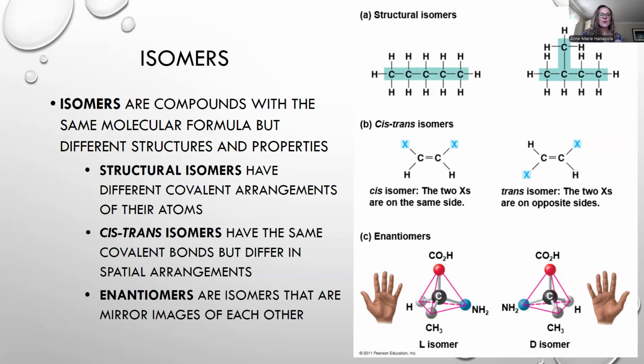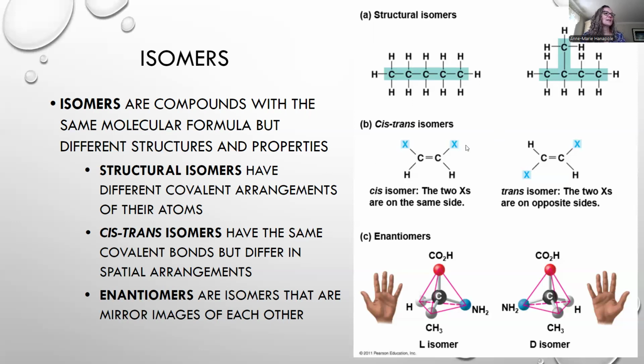It's very, very important to understand that the structure of the molecule is related to how it works, how it functions in the cell. And so different structural arrangements are going to have different properties, and they're going to work differently. And so a structural isomer is simply one that has different covalent arrangements of the atoms. They've got the same number of atoms, they're just arranged differently.